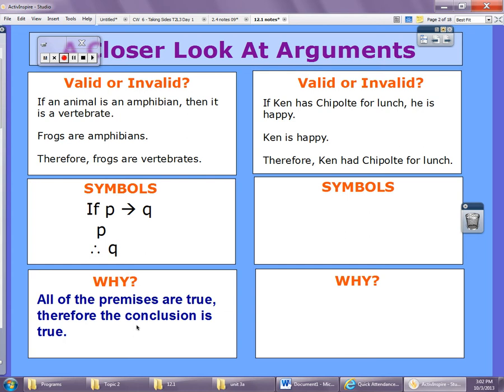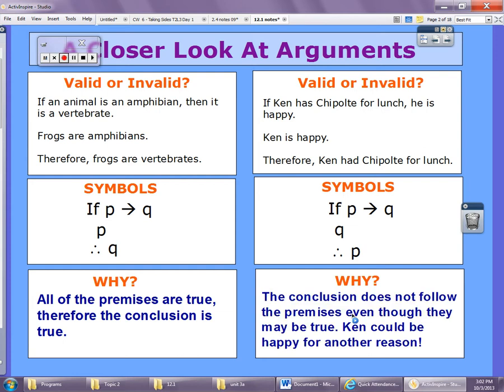If we look at the second one: if Ken has Chipotle for lunch, he is happy. Ken is happy. Therefore, Ken had Chipotle for lunch. Our symbols: if P, then Q. But this time, we have Q. We don't have P, we have Q. Our conclusion is P. So if P, then Q. Well, we have Q, so therefore we have P.